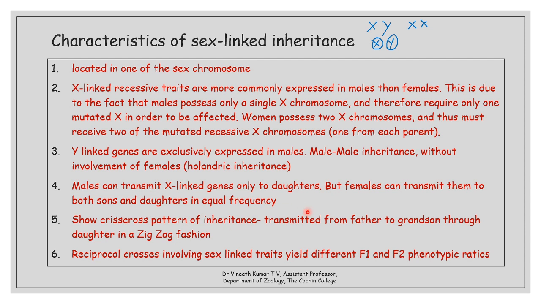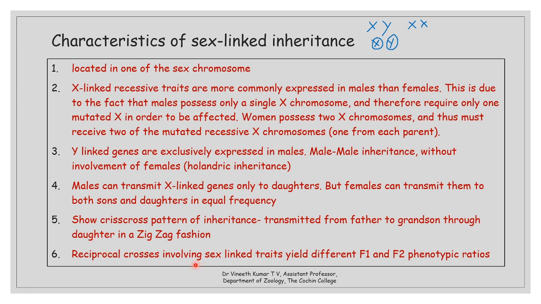What is a criss-cross pattern? A criss-cross pattern of inheritance is nothing but a trait or character that is transmitted from the father directly to the grandson. That means you can see that particular trait being expressed only in the father and grandson, and it will be through the daughter. The daughter usually does not show the particular phenotype. The daughter will remain as a carrier for that particular trait, but both the father and the grandson will be expressing that trait. So this pattern of inheritance is usually called criss-cross inheritance or zigzag inheritance.